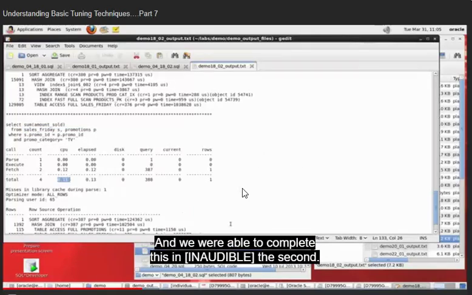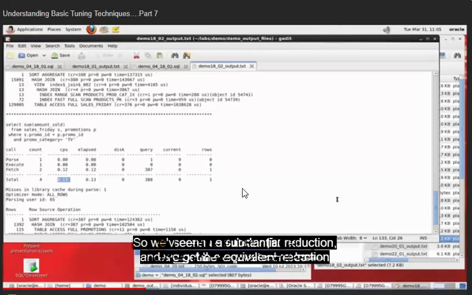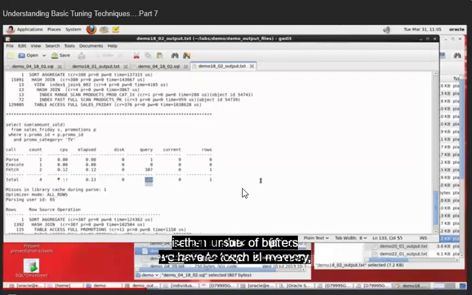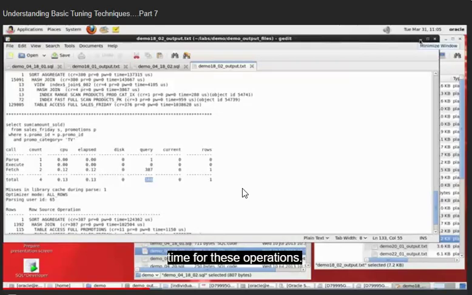So we've seen a substantial reduction, and we get the equivalent reduction in the number of buffers we have to touch in memory. So we see a substantial reduction in the overall processing time for these operations. Very nice. A lot of times global temporary tables are very useful for doing complex processing and saving a portion of it and reusing it if we have related SQL.